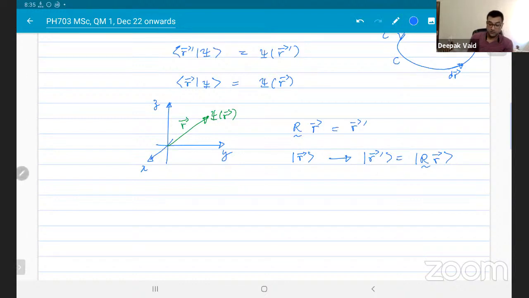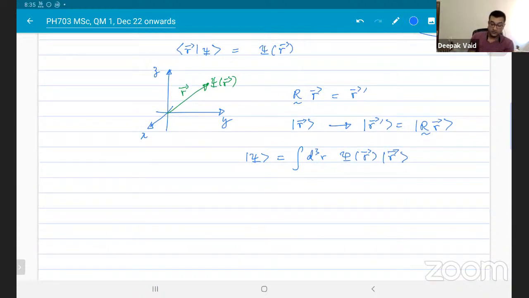Now, the thing is that this state, the whole state, which I write like this, should remain unchanged under this rotation. Okay. So if I perform this rotation, in the new coordinates, what will the expression for the state be?